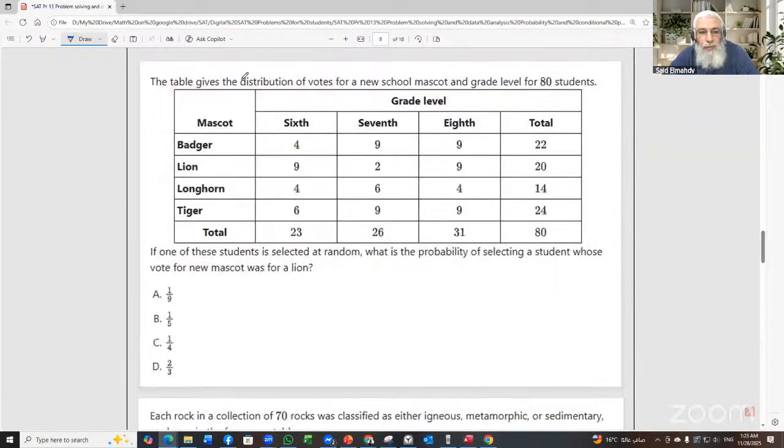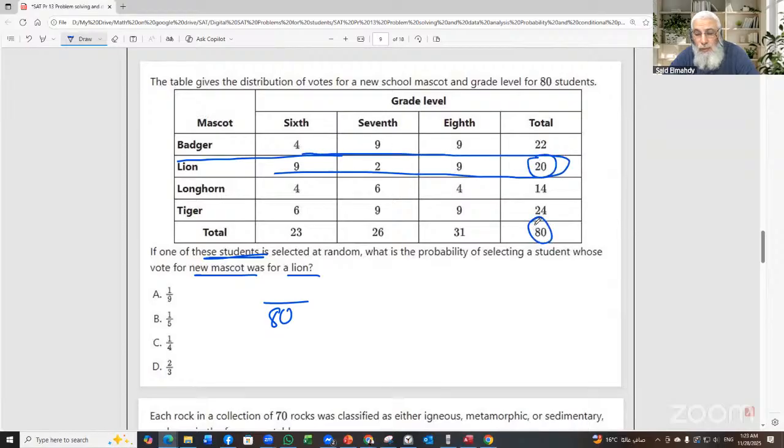The table gives the distribution of votes for a new school mascot and grade level for 80 students. If one of these 80 students is selected at random, what is the probability of selecting a student whose vote for new mascot was lion? Lion here is 20, so the number of students who chose lion is 20.